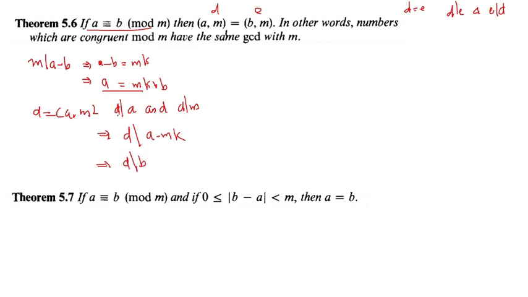That means D divides B. So here we get D divides A and D divides B. That implies D divides GCD of A and B, which is nothing but E. That is, D divides E.